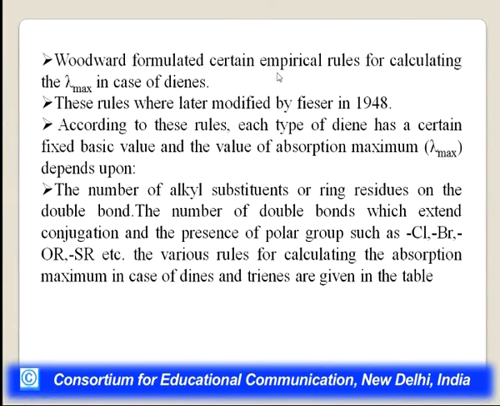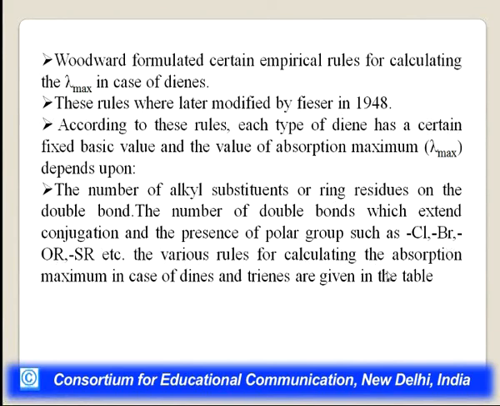Woodward formulated certain empirical rules for calculating lambda maximum in case of dienes. These rules were later modified by Fisher in 1948. According to these rules, each type of diene has a certain fixed basic value, and the value of lambda maximum depends upon the number of alkyl substituents or ring residues on the double bond, and/or the number of double bonds which extend the conjugation, and the presence of polar groups such as chloro, bromo, alkoxy, SR, etc.